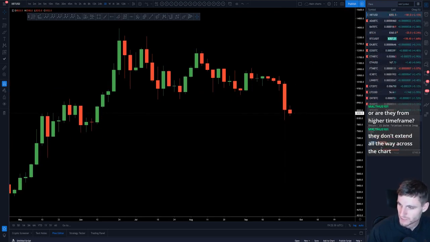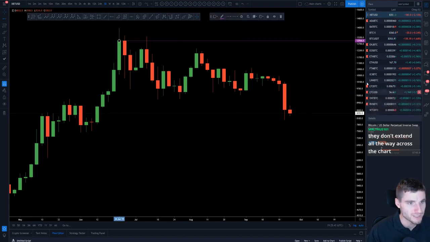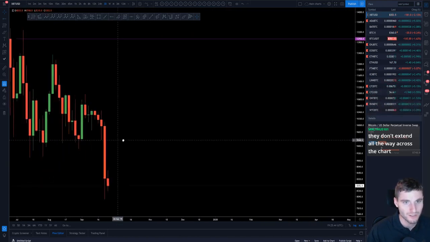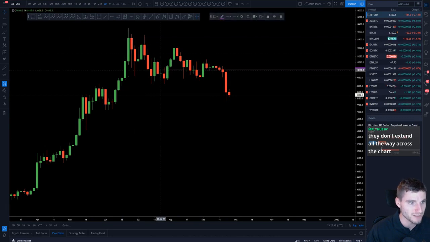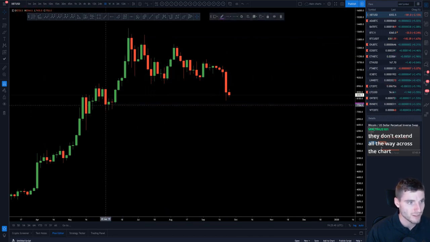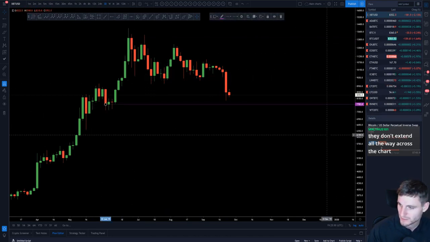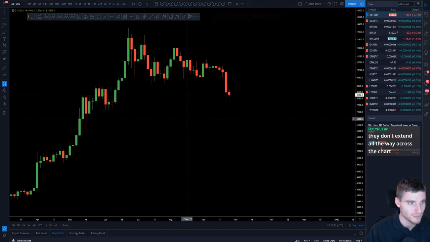Already from higher time frames, they don't extend all. Yeah, so I use the ray tool. The ray tool extends all the way across the chart forever. You just use the ray, it automatically extends across the chart.